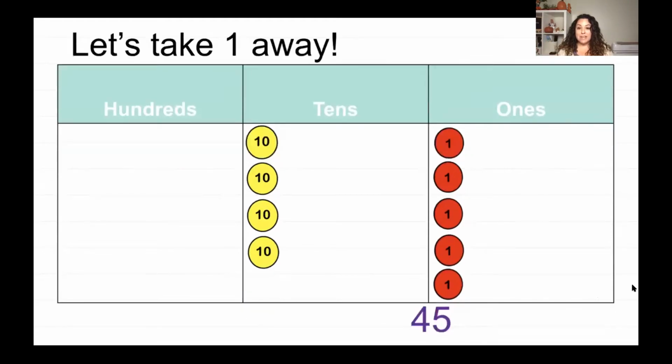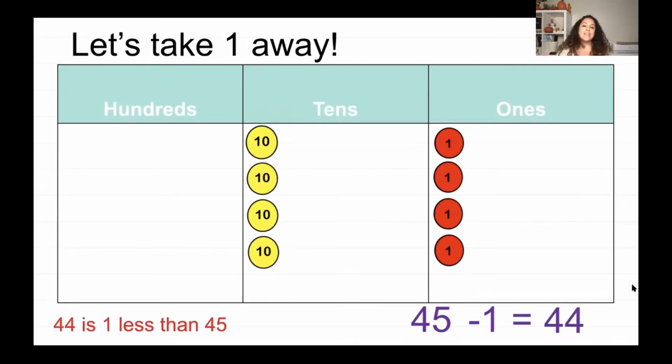Let's do something with that number. So here, let's take 1 away. I have the number 45. You can see I have 4 tens and 5 ones. So here is a subtraction sentence. It says 45 take away 1. So let's go ahead and make that happen. There it goes, bye. So we took 1 away, so what am I left with? Well, if I looked right here, I have 4 tens, and then I have 4 ones left. So that means I have 44. So I can say that 44 is 1 less than 45.